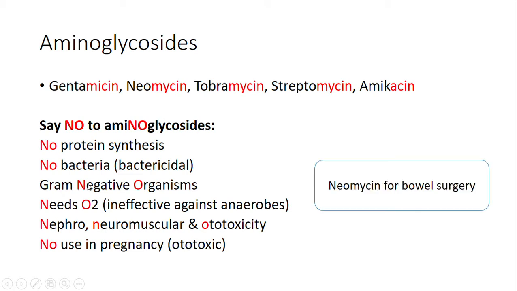There's another use, which is we use neomycin for bowel surgery. It decreases the colonic bacteria, preventing further dissemination during the surgery. The aminoglycosides need oxygen for them to work, so they are ineffective against anaerobes. The side effects are neuromuscular effects and ototoxicity, so they can worsen myasthenia gravis. And there is no use in pregnancy since they are ototoxic.